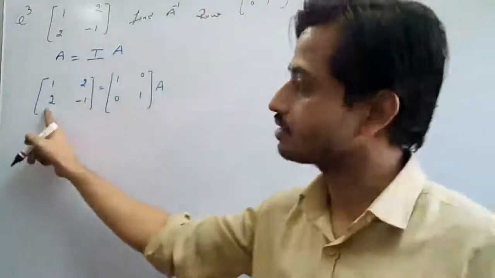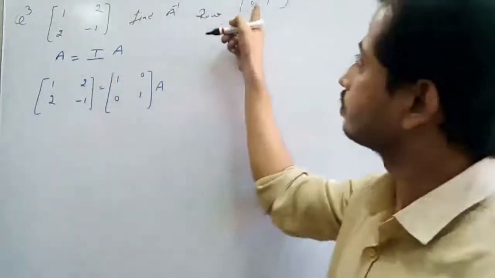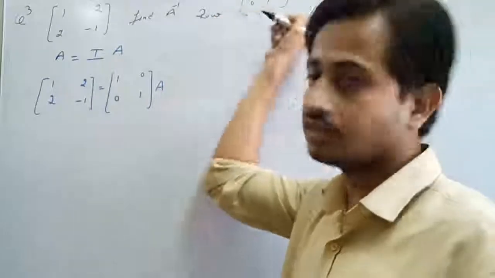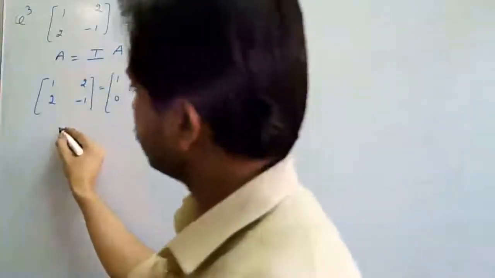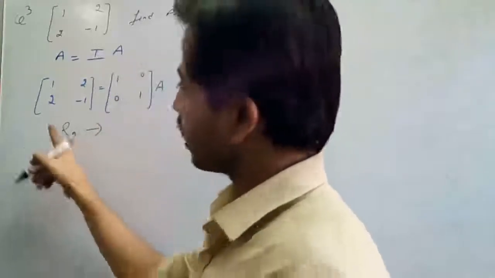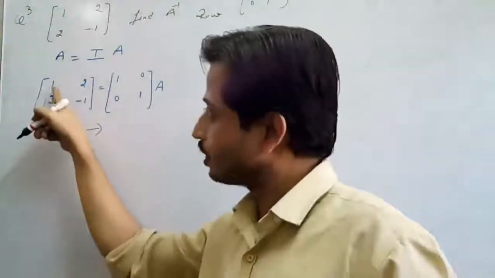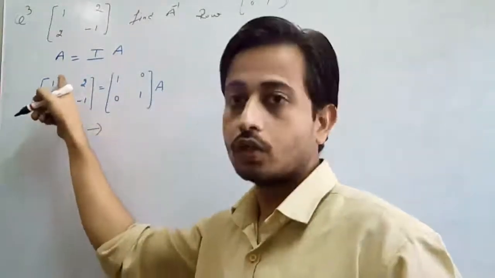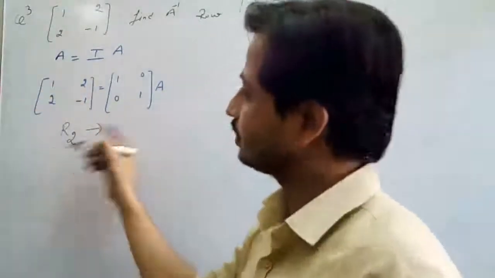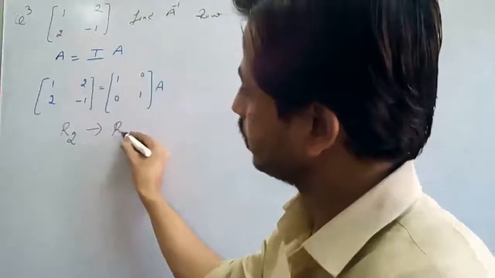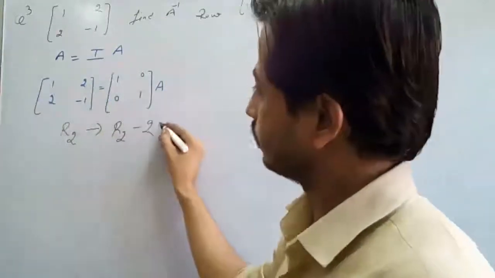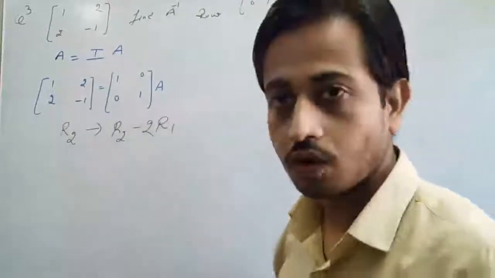Now we have to make this 0, because we want 0 here. What is this? This is our second row. So we have to apply an elementary operation on the second row. How do we get 0? If we multiply the first row by 2, 2 into 1, 2. 2 minus 2, we get 0. So write this step: R2 minus 2 times R1.